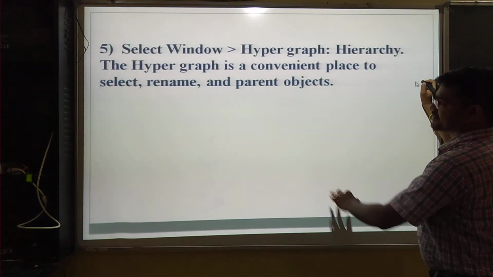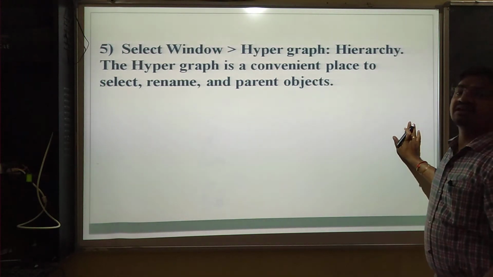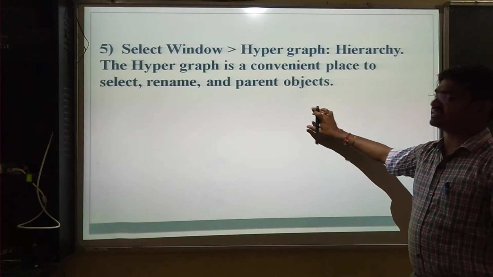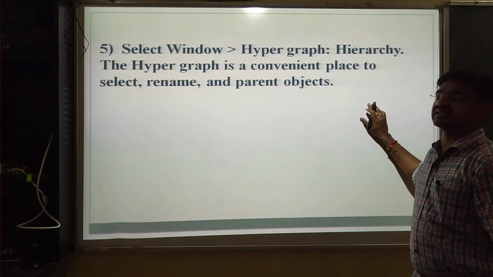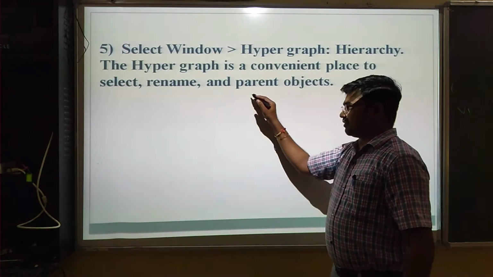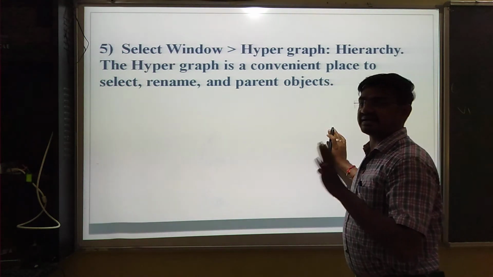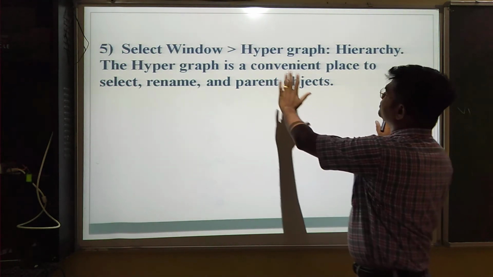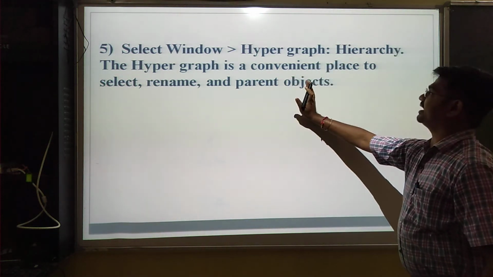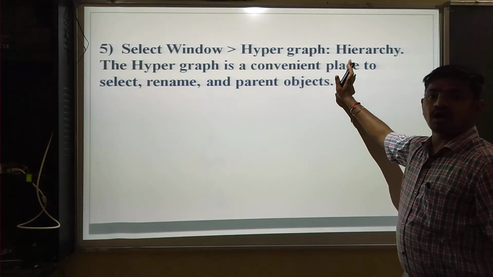The next one, select Window, Hypergraph. The hypergraph means any 3D animation should use three axes, that's the X, Y and Z axis. X is indicated by horizontal, Y is indicated by vertical, Z is indicated by rotate. Then you should use the three axes. The hypergraph must and should be used. The hypergraph is a convenient place to select, rename and parent the objects.